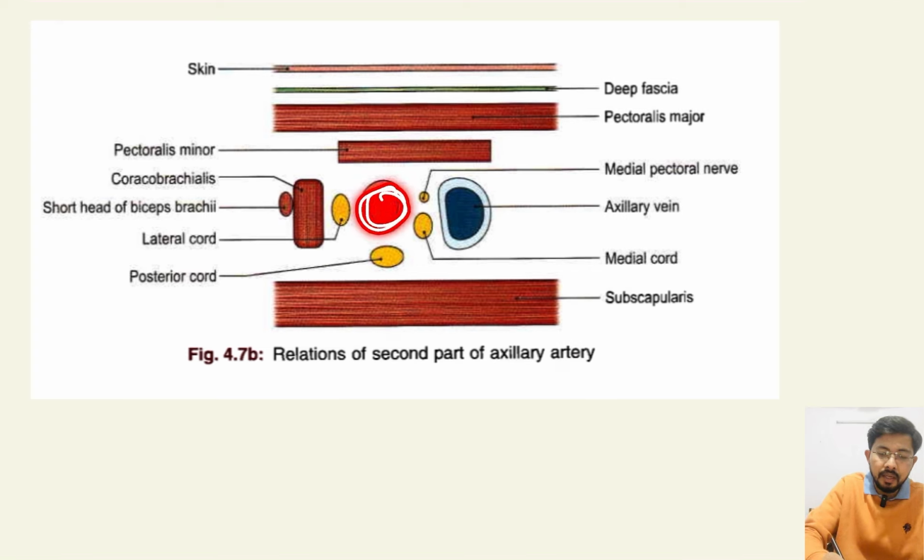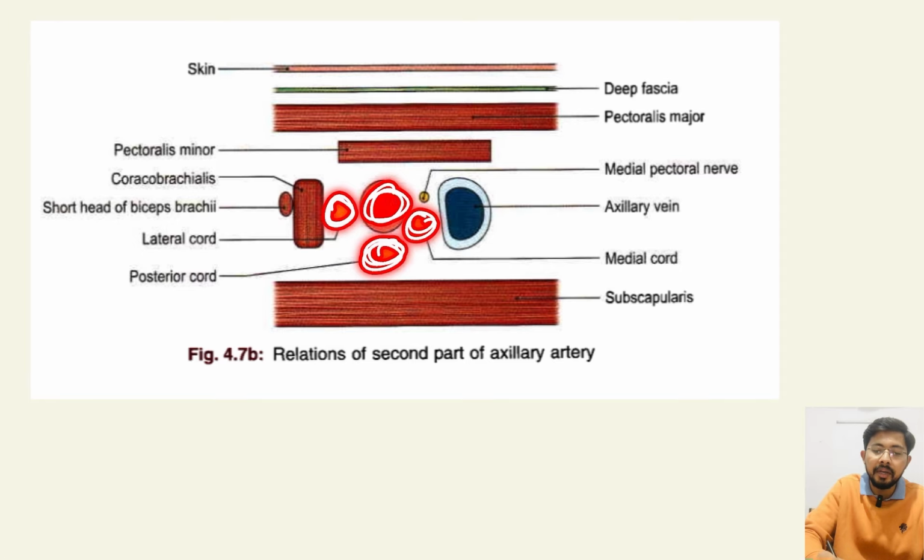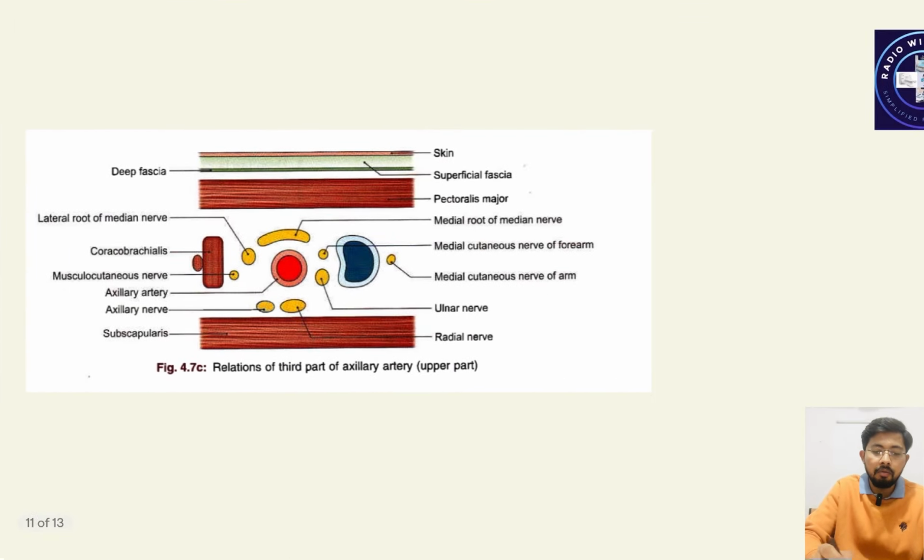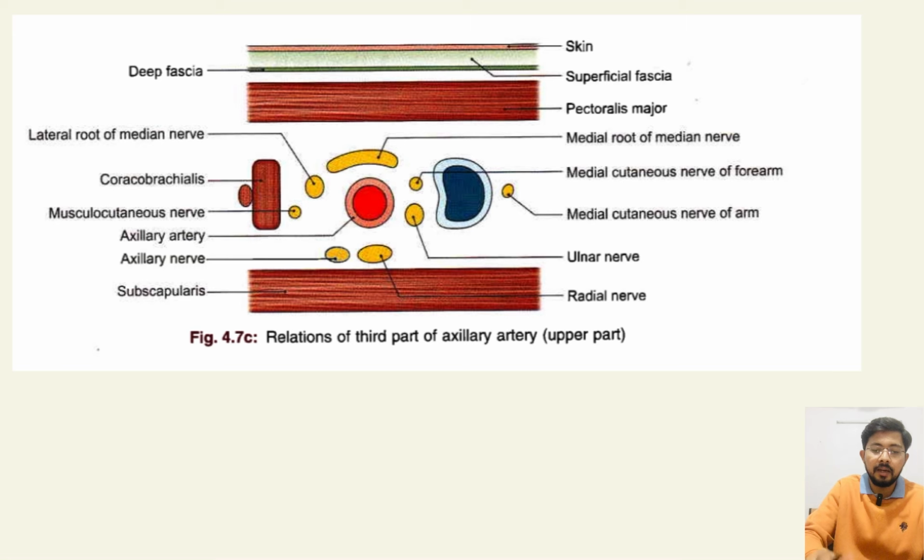Now we will discuss the second part of the axillary artery. So this is the axillary artery. Above it there is the pectoralis major. Below it is the pectoralis minor muscle. The part of the axillary artery below pectoralis minor is termed the second part, and the cord which is lateral to the axillary artery is the lateral cord. Posterior is the posterior cord, and medial is the medial cord. Now we will discuss the third part of the axillary artery. This is the third part, lying below the pectoralis minor muscle.